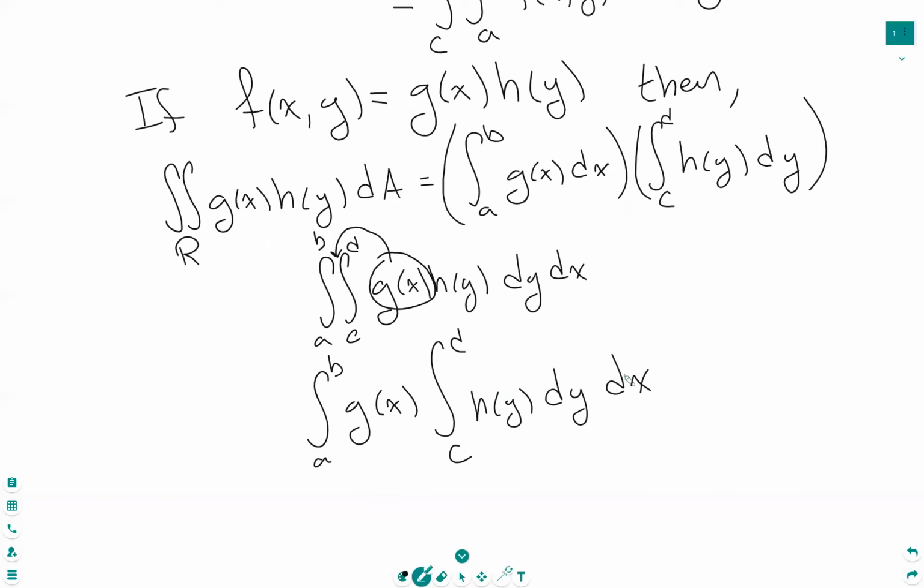So this thing here will just give me some constant, right? This whole integral here is equal to a constant. And it's certainly a constant with respect to x. So why don't I move this whole thing outside? And then I get the product of these two integrals.